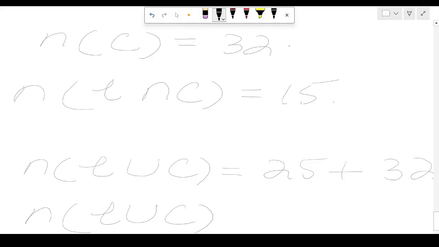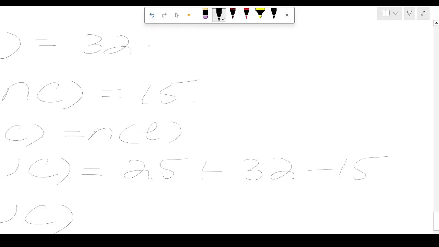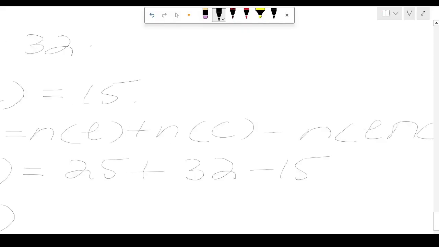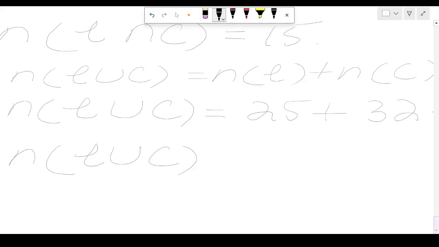So we do not need to miss this step. N of L union C is equal to N of L being added with N of C, then subtracted from N of L intersection C. After this formula, you can just place your values. So the number of lawn union car porch is equal to 42.